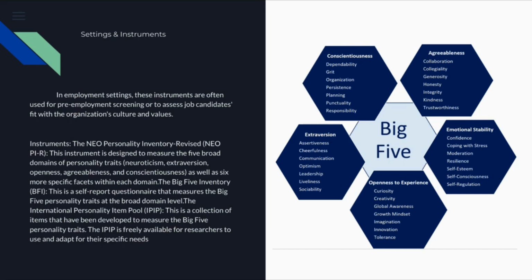So, in terms of settings and instruments used for the Big Five assessment, obviously there are a number of settings where it can be used. It can be used in clinical, vocational settings, but we're going to touch on employment settings. So this assessment is used for pre-employment, mainly screening of the talent, to make sure that the talent fits the organizational culture and values and overall optimistic, assertive being.